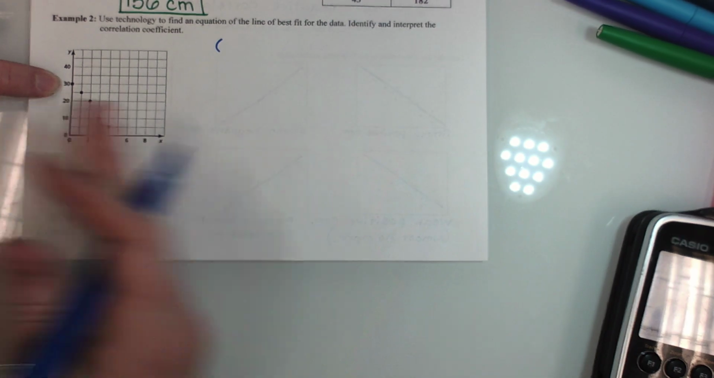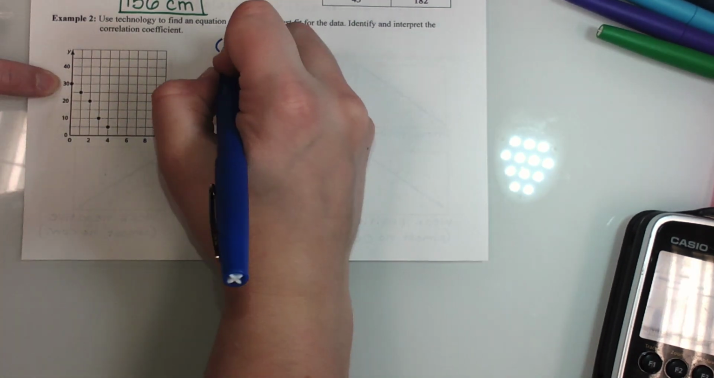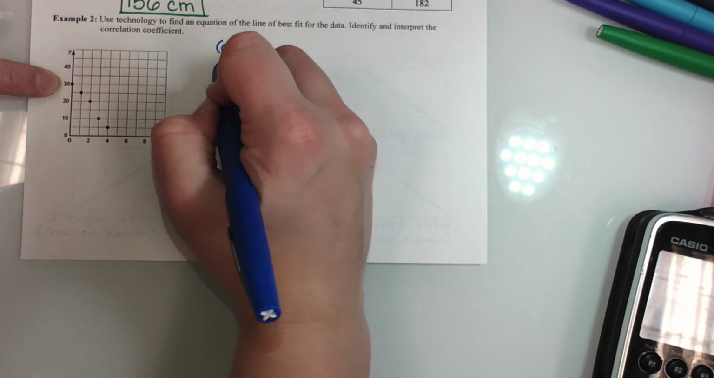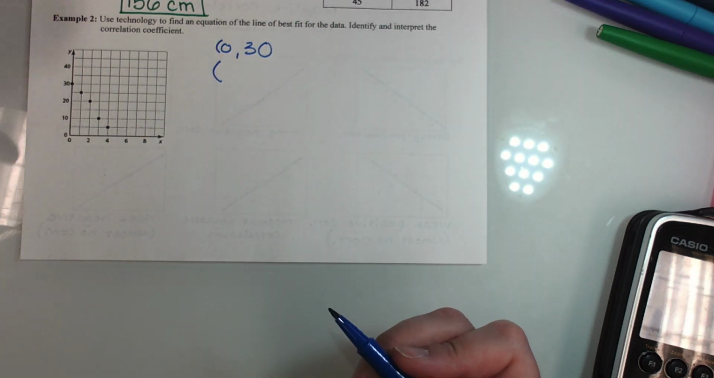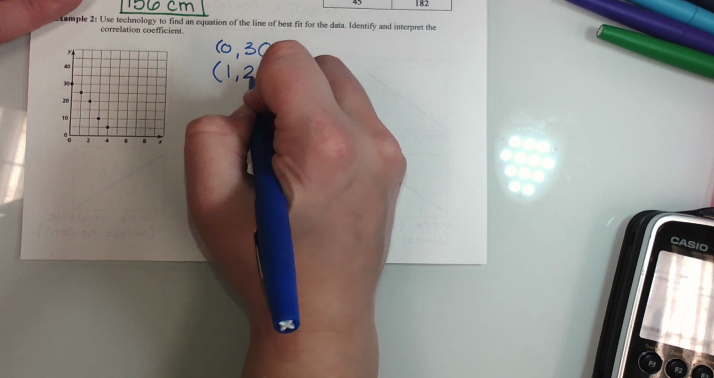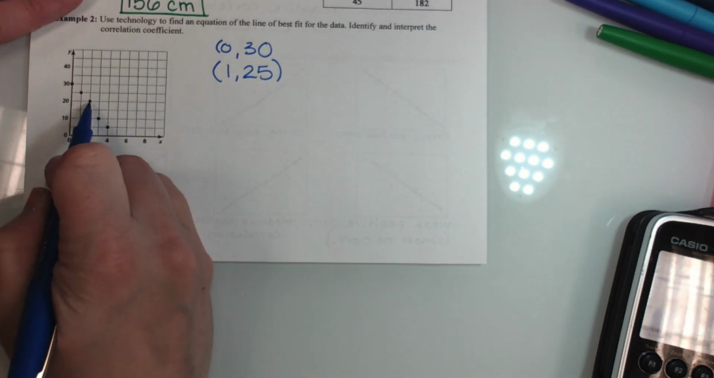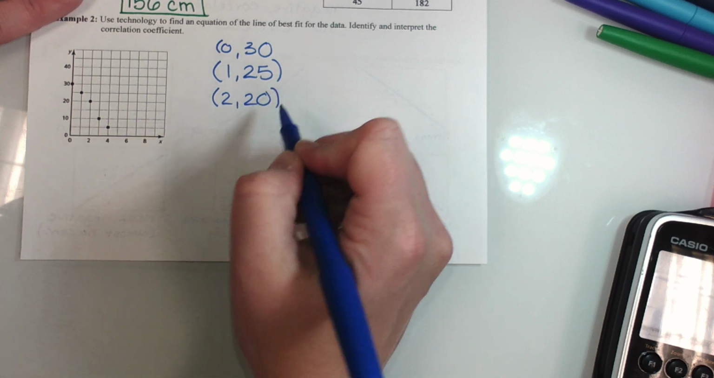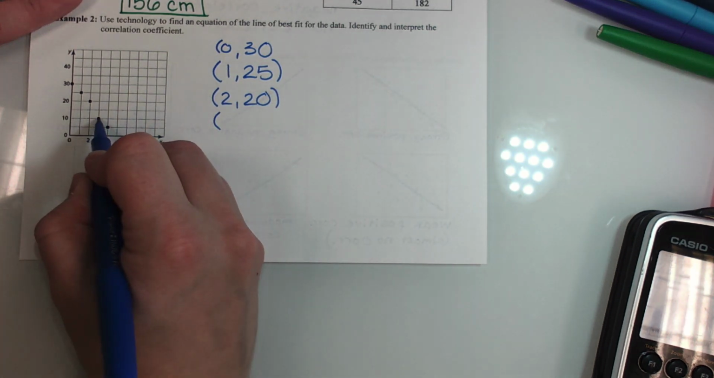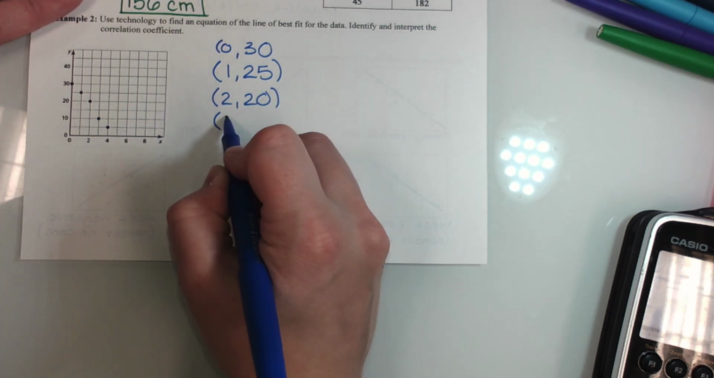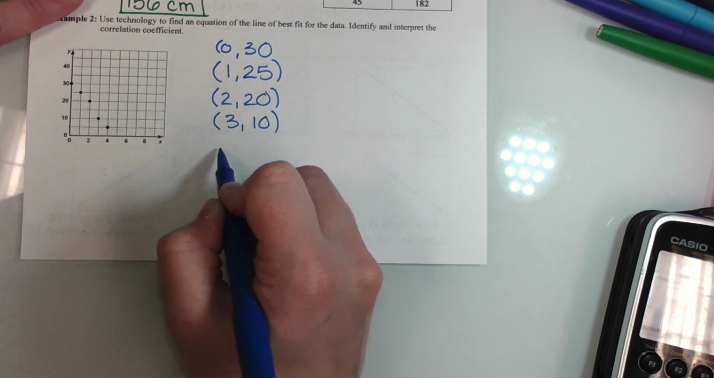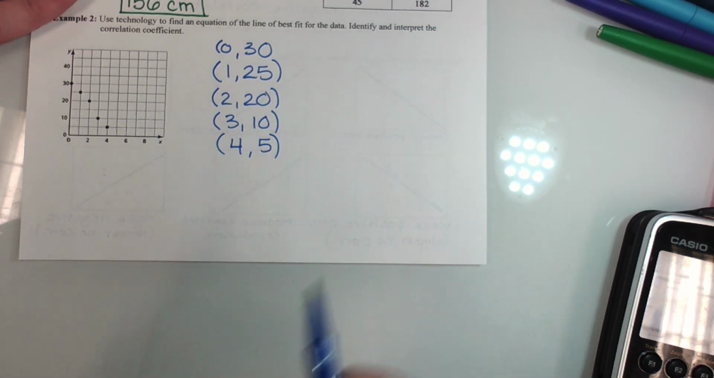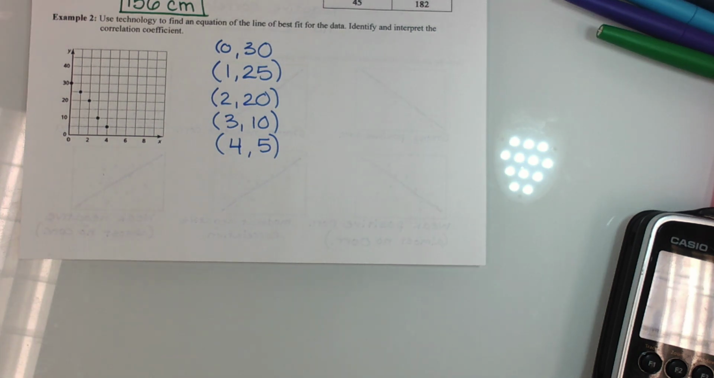What are the coordinates of this point? How much left, right did it do? 0, comma, how much up, down? 30. How about that point? 1, 25. This point? 2, 20. That one? 3, 10. And then this one? 4, 5. You would plug those points in, you would do all the work.